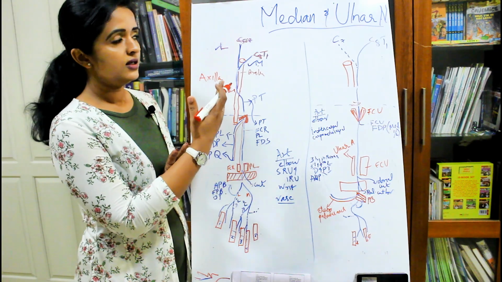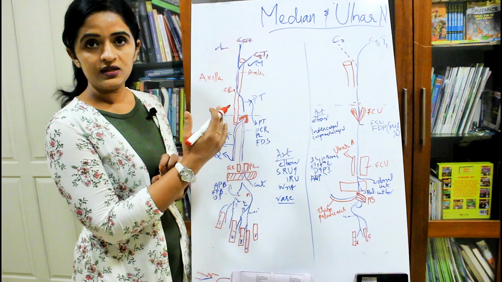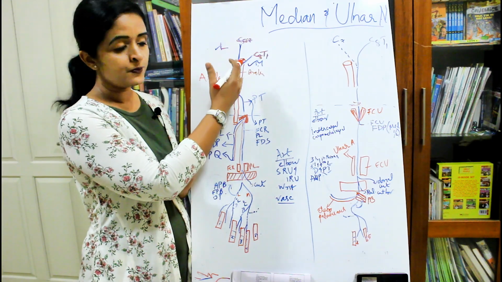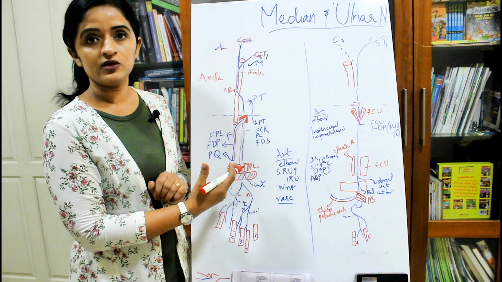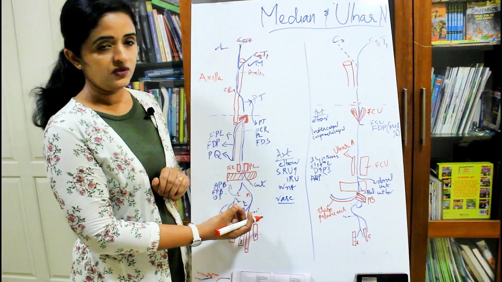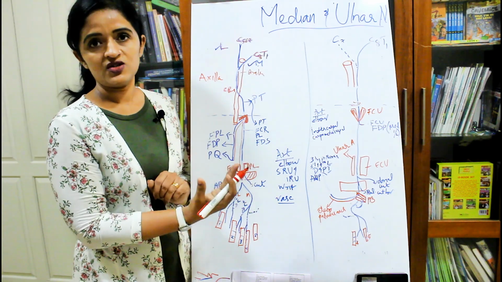So we'll be dealing with these nerves under the following headings. First, we have seen the formation of the nerve. Then we had a brief description about the course of the nerve. Then we will go and discuss the branches of the nerve.